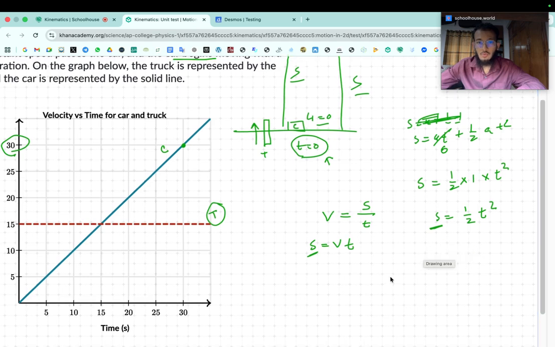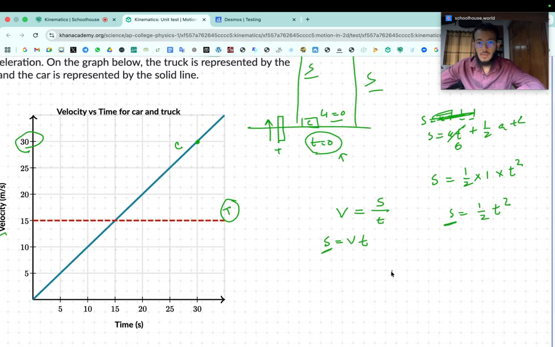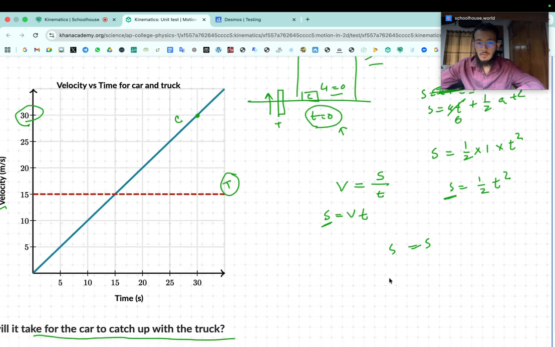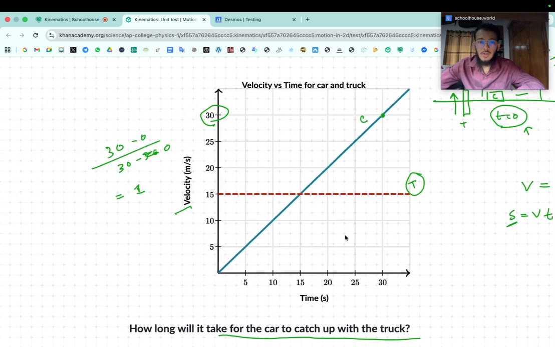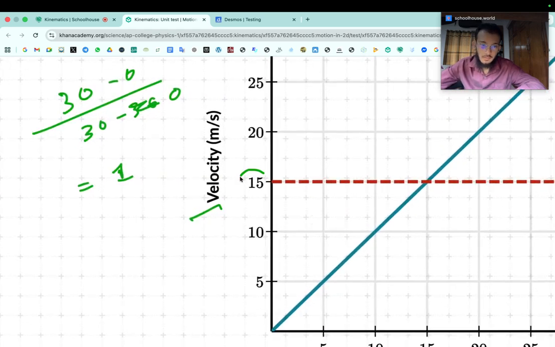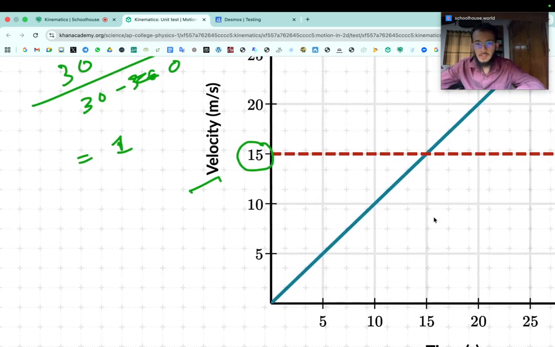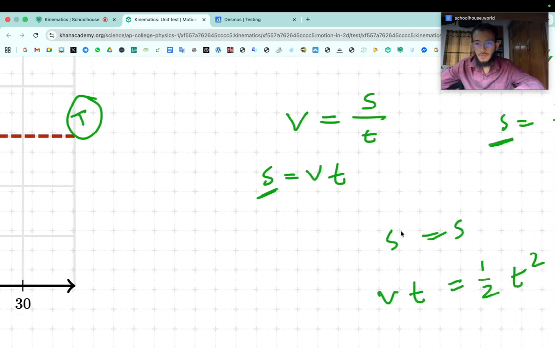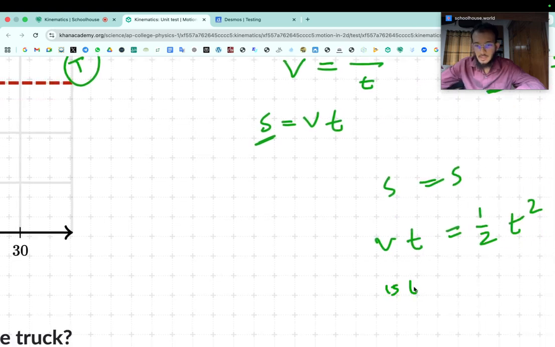So s equals s, we have vt equals half t squared. Now, what is the speed or velocity of the truck? It's 15. We can plug this in here. So we can say 15t equals half t squared.